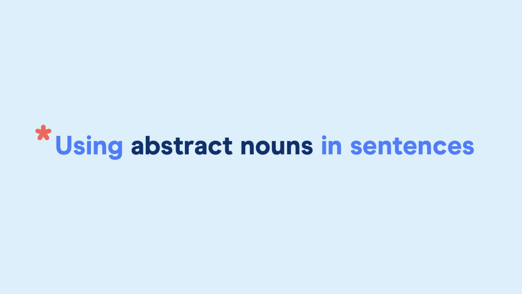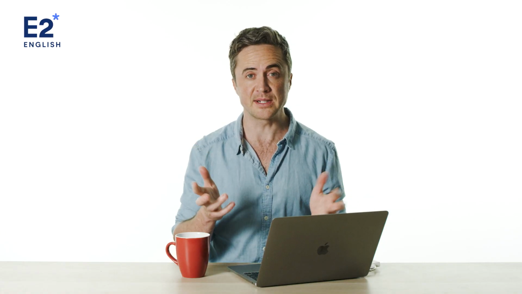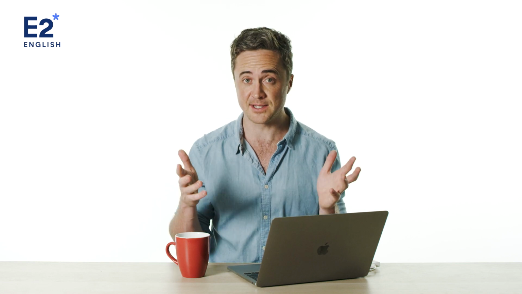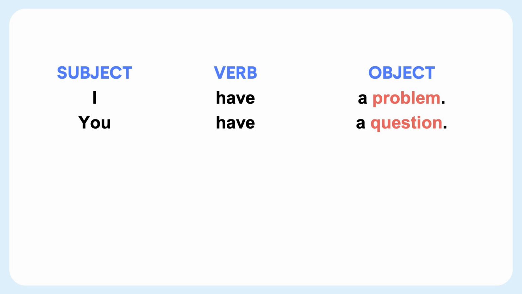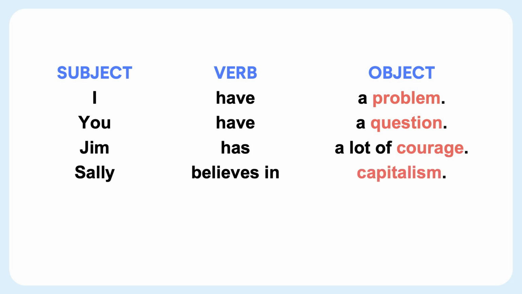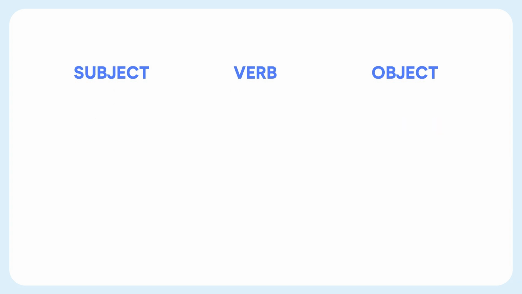So how do we use an abstract noun in a sentence? There's no difference between an abstract noun and a concrete noun when you put them into a sentence. The sentence structure is the same. So an abstract noun can be the object of a sentence, like I have a problem, or you have a question, or Jim has a lot of courage. Sally believes in capitalism. We love studying English. Studying English here is an abstract noun phrase. They study economics.